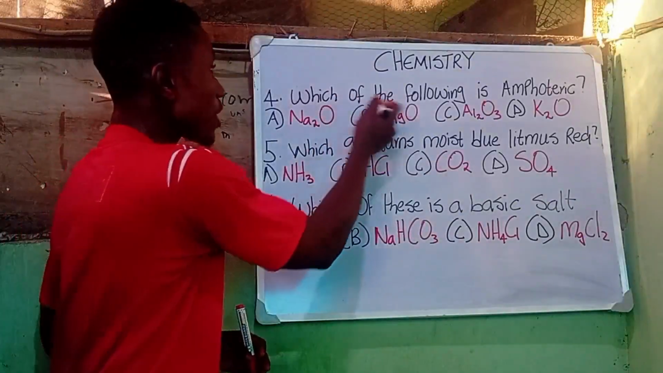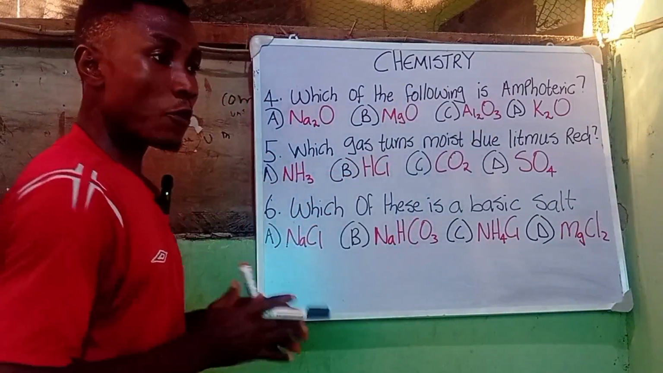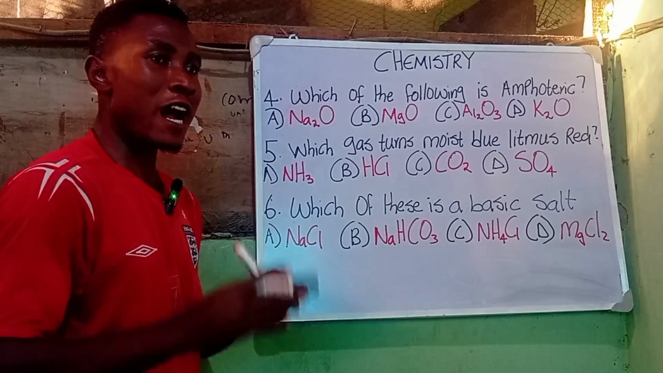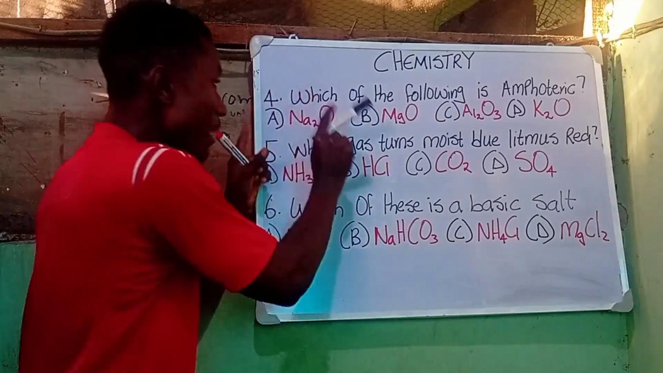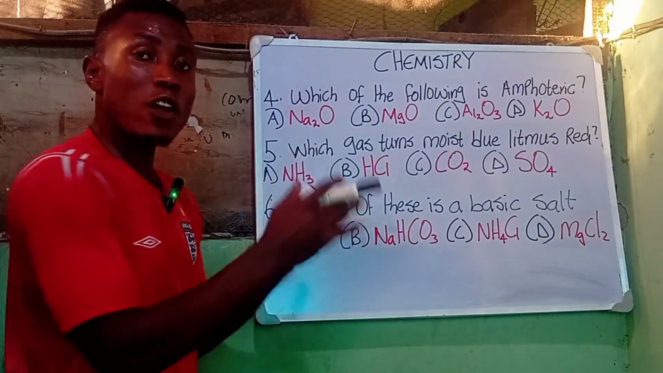It says, which of the following is amphoteric? Which of the following is amphoteric? Now, when we talk about the concept of amphoteric in chemistry, when it comes to acid, base, and salt, we are simply talking about amphoteric oxides.